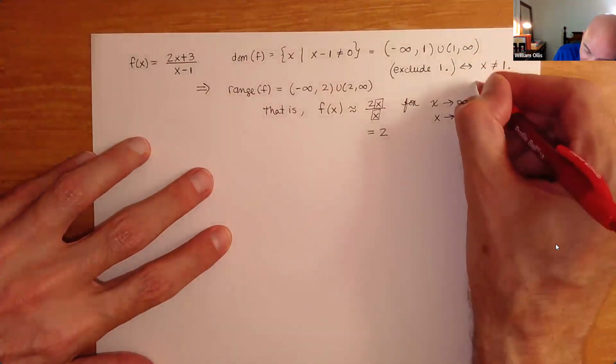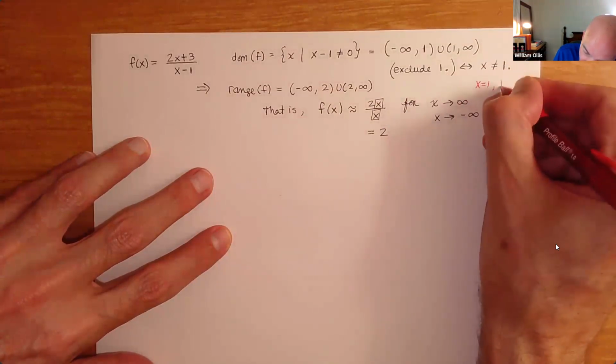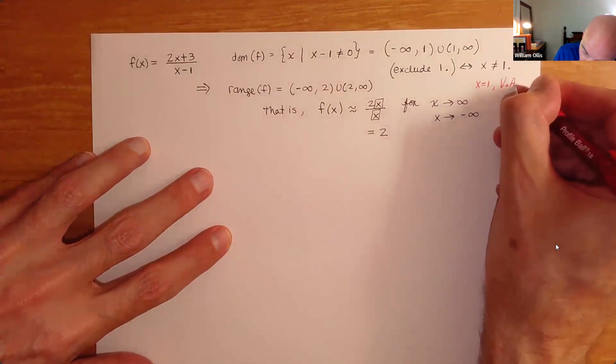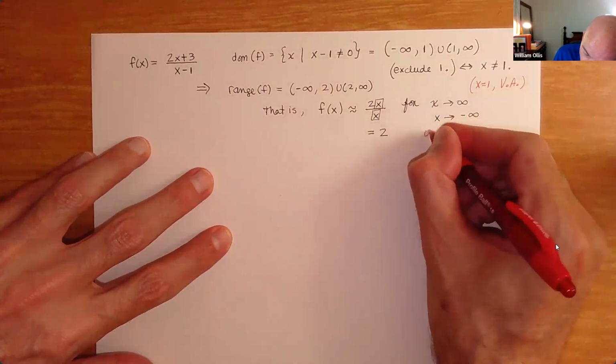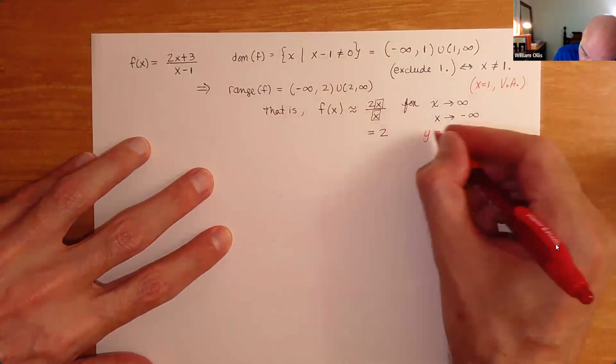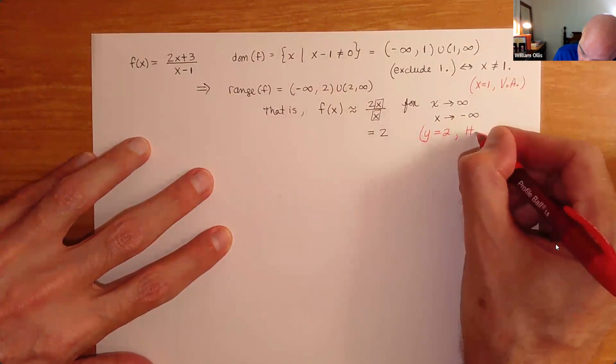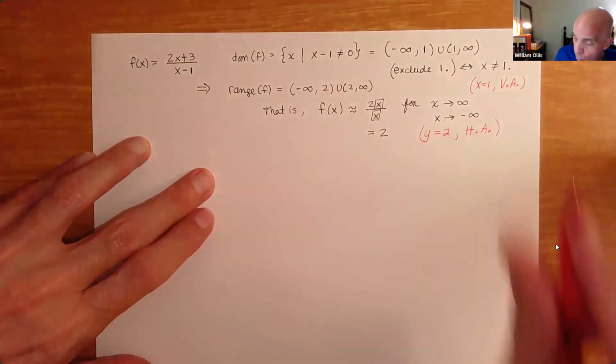So we could say x equals 1. We're going to say VA for vertical asymptote. And we're going to have y equals 2 for horizontal asymptote. And that'll be notation that we'll use later on.